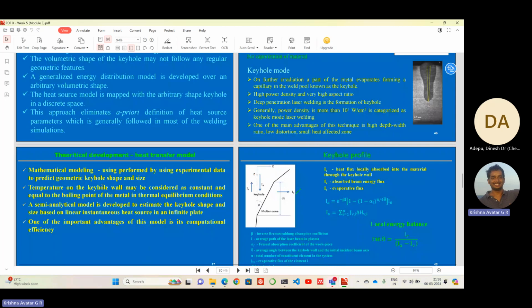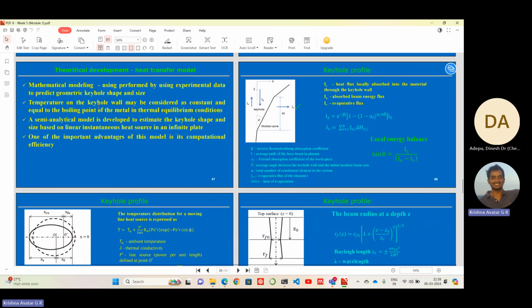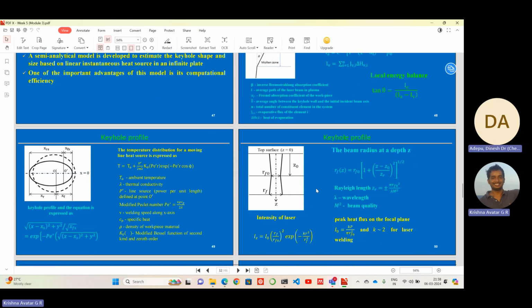The mathematical modeling requires a geometric keyhole shape and size, then a semi-analytical method to estimate the keyhole shape and size, and then the keyhole profile, right? And then, Krishna, all these parameters.